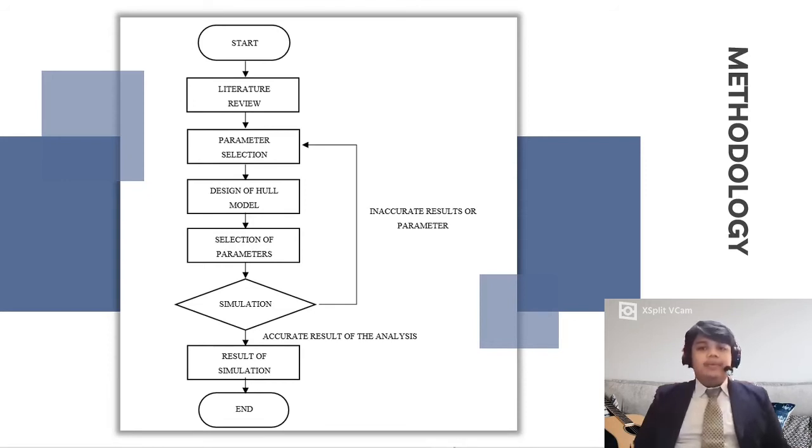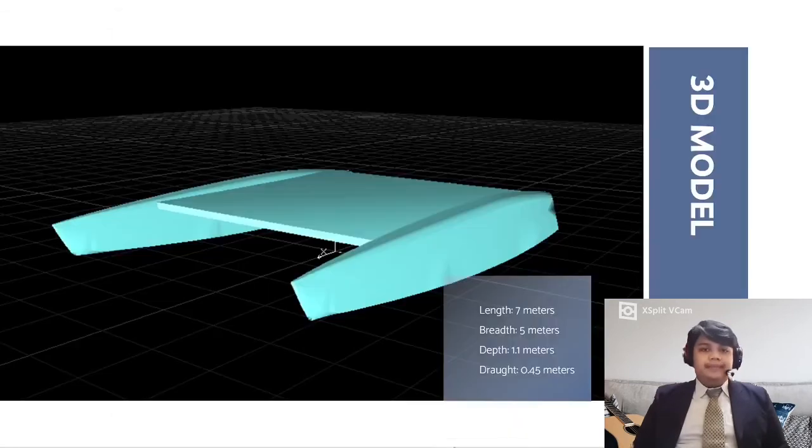Then another parameter selection will be done. This is for parameters that are not directly affected by the design of the boat, such as its weight, the load, and speed. With all that completed, the simulation will be conducted. If there is an inaccurate result or a problem with the parameters, they must be reviewed and improved, and we continue the flow until the simulation results are adequate and accurately presented.